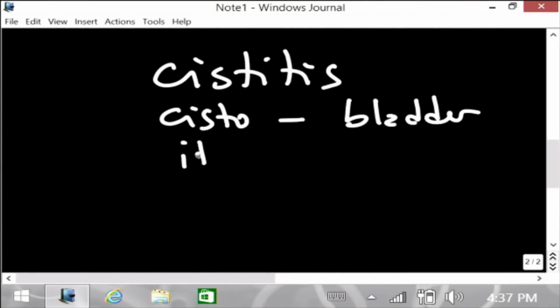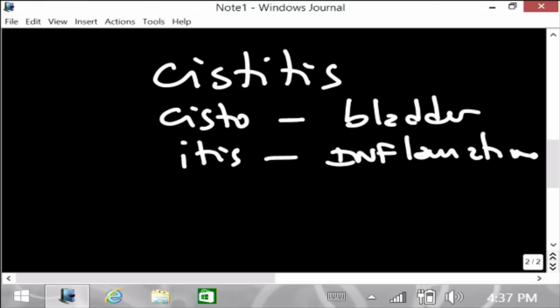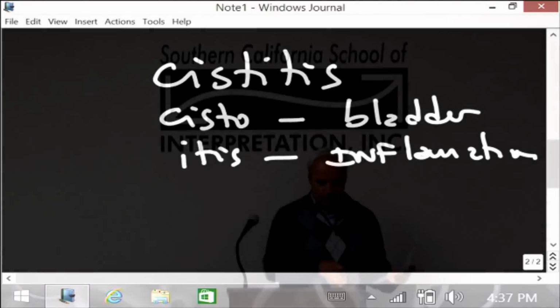And of course, itis refers to inflammation. So basically what we have here is an inflammation of the bladder. That's what it refers to when we look at the word cistitis or cystitis. It's the same in English.